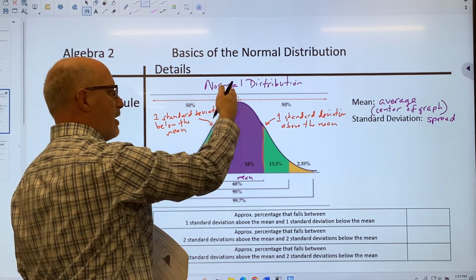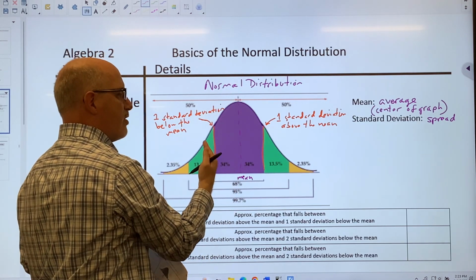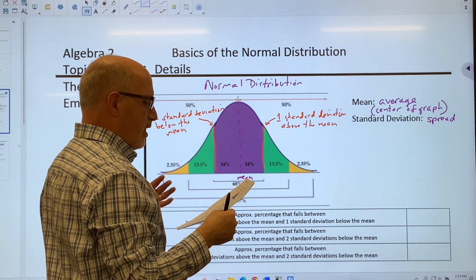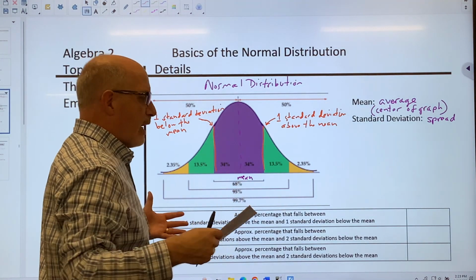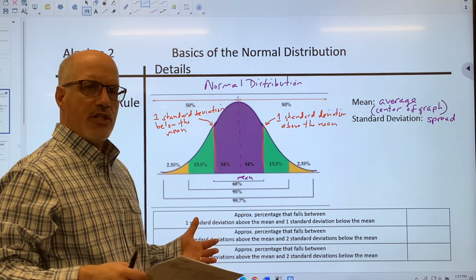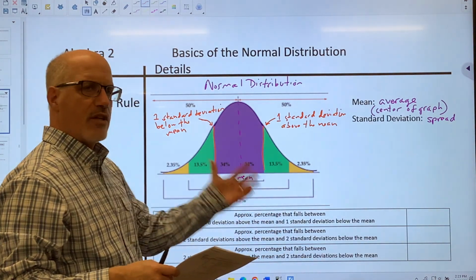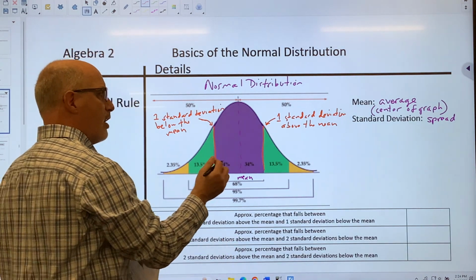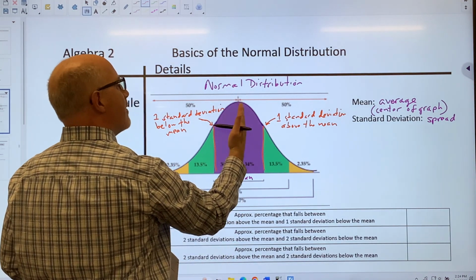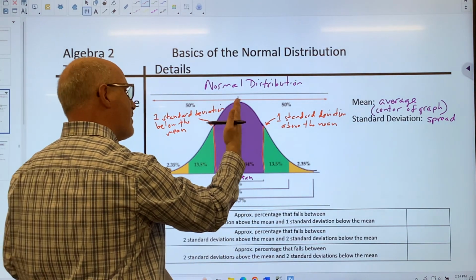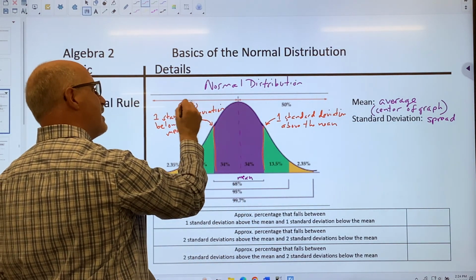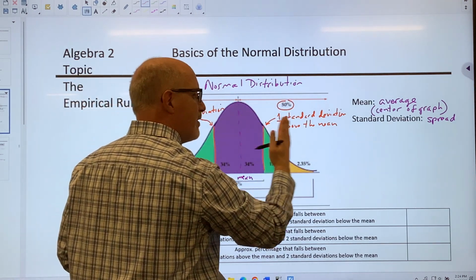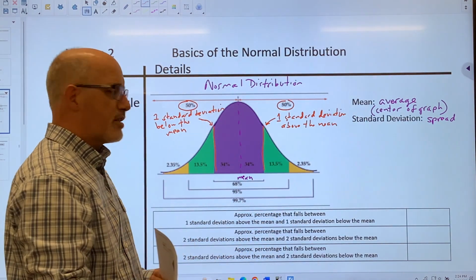Notice if you look at the amount of data between the mean and one standard deviation below, we also have 34%. So what we're going to look at is what happens when we accumulate these regions of how many standard deviations above or below the mean we are. First of all, if it's a normal distribution, 50% of the data is below the mean, and 50% of the data is above the mean. So we have half on each side.